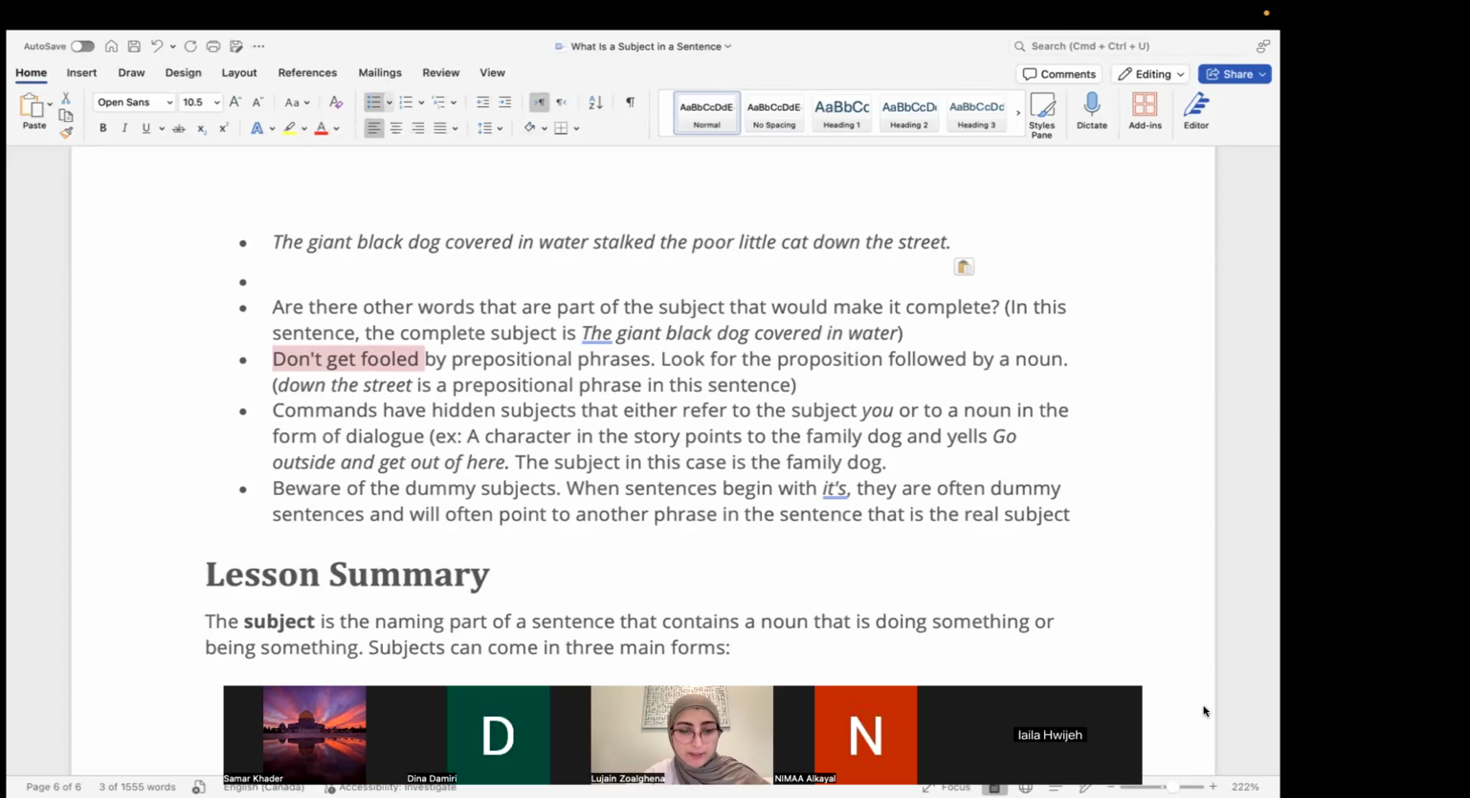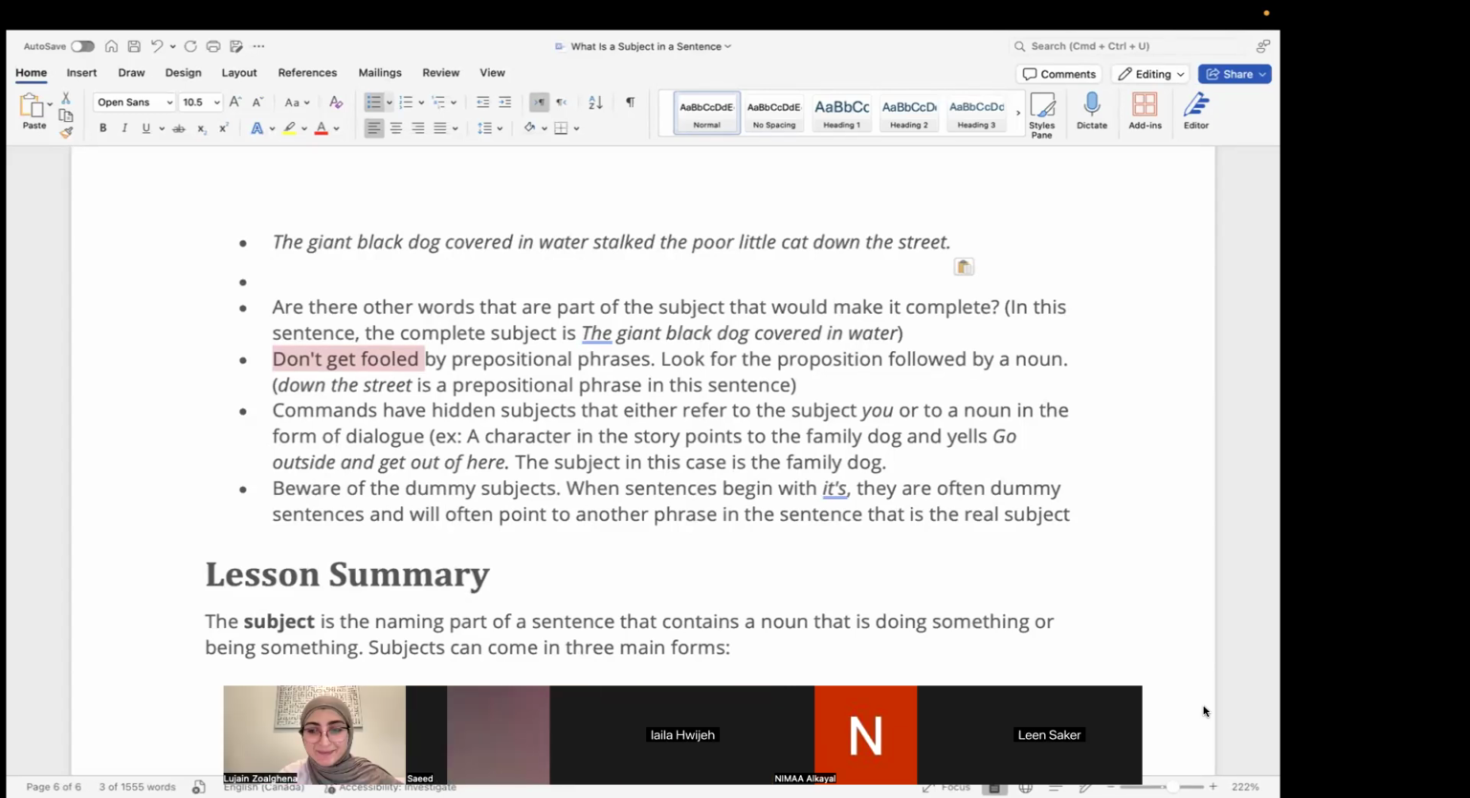Lean, go ahead. Yes, I can read. Don't get fooled by prepositional phrases. Look for the prepositions followed by a noun. Down the street is a prepositional phrase in this sentence. What is the meaning of a prepositional phrase? So where's the preposition over here? Down the street. So it is a prepositional phrase. Correct.